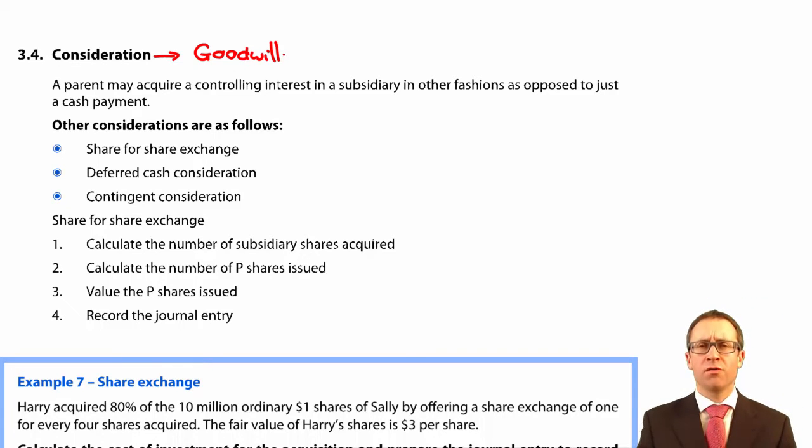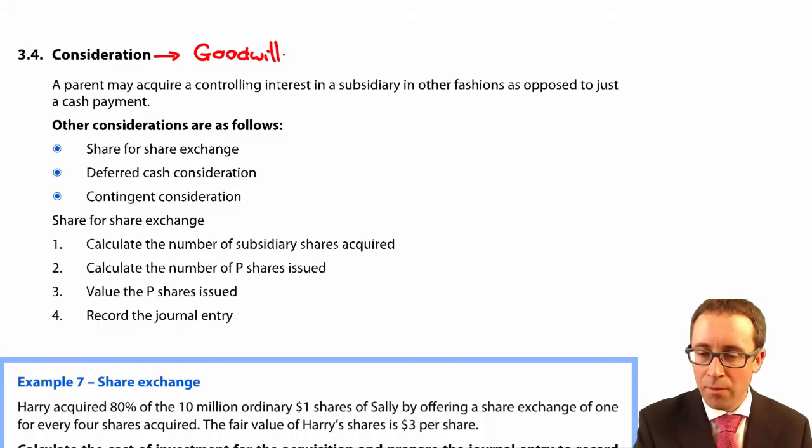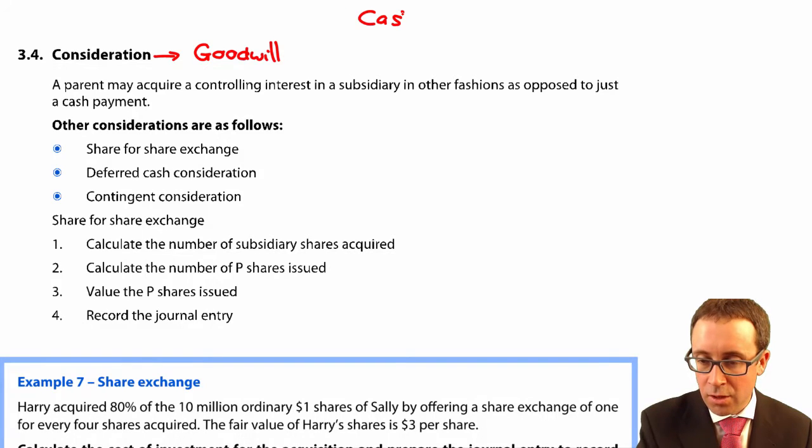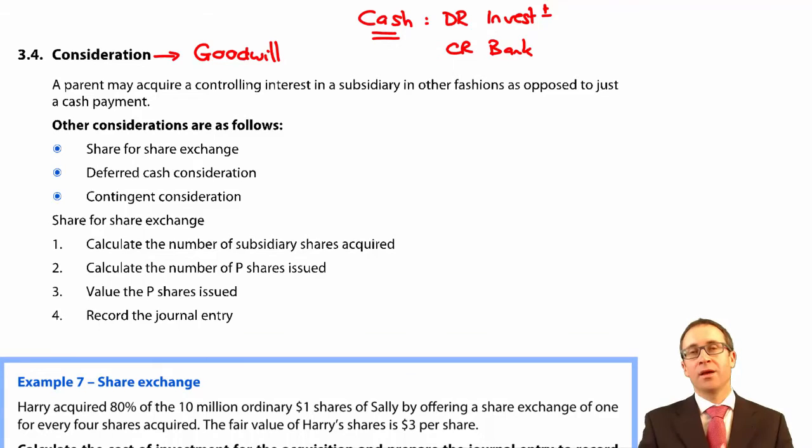Everything that we've seen so far, we've just paid cash, haven't we? And when we've paid cash, all that happened is that we debited the investment and we credited bank. You can go right back to the very first example that we did. We acquired a subsidiary, we acquired 100% of it, we paid an amount, so we credited bank, debited the investment. But the key thing is that you may not just pay cash. There are other ways in which we can acquire control of that subsidiary, i.e. in which we purchase the shares within that subsidiary.